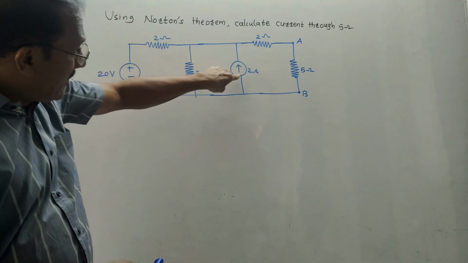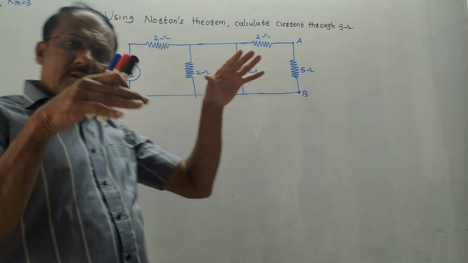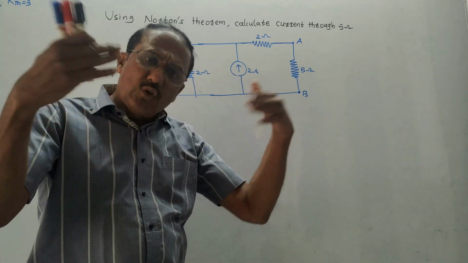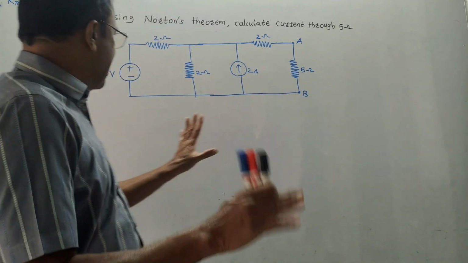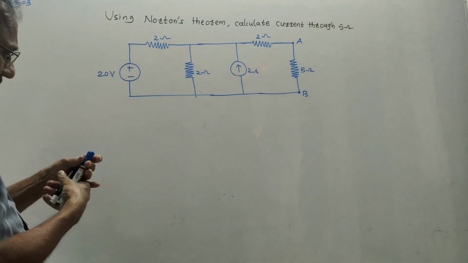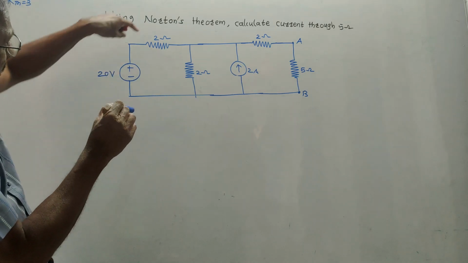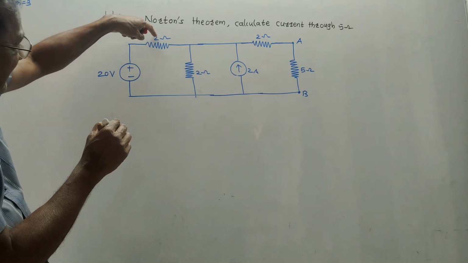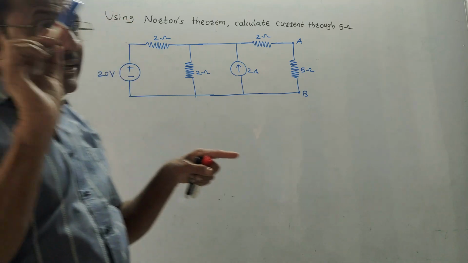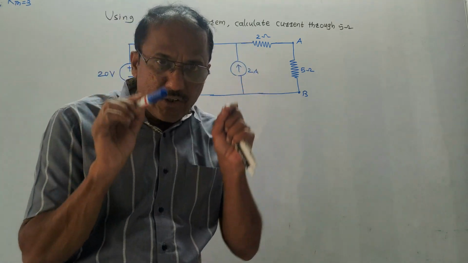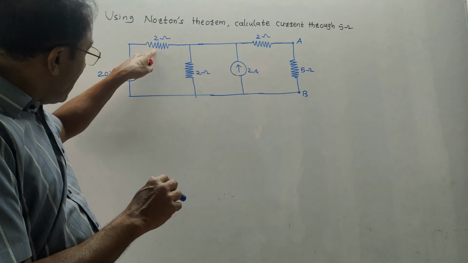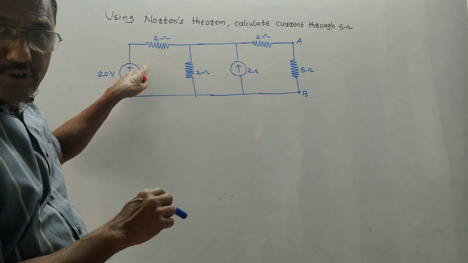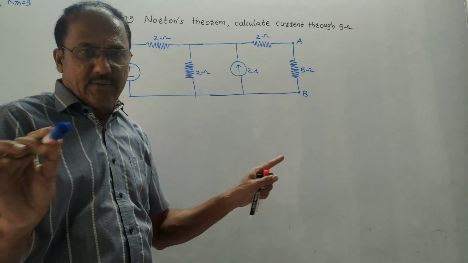If there are current source and voltage source, try to convert voltage source in terms of current source just to simplify the calculation. That's it. Now, how to convert it? This is 20 volt voltage source and 2 ohm is in series with voltage source. Very important criteria: while converting voltage source into current source, the resistance must be in series with 20 volt. If it is not, you can't convert it.